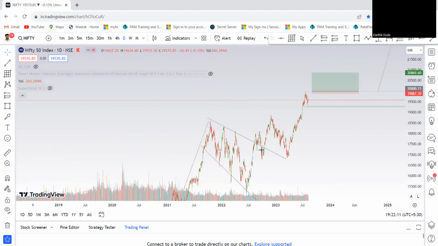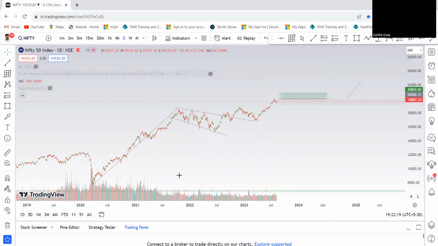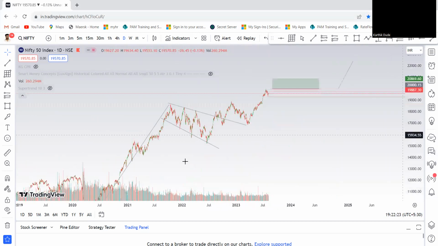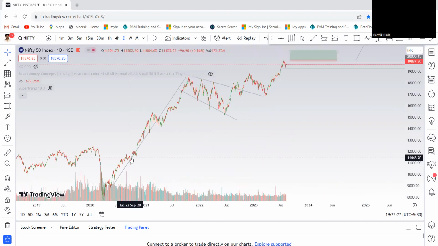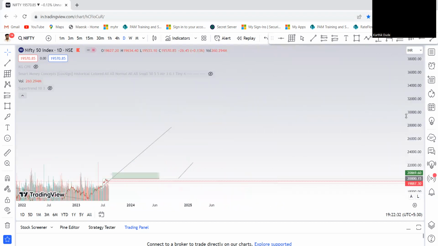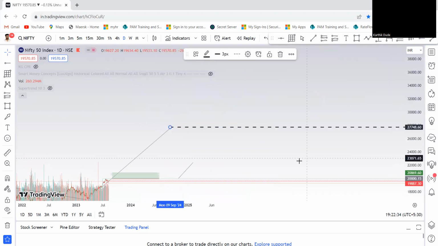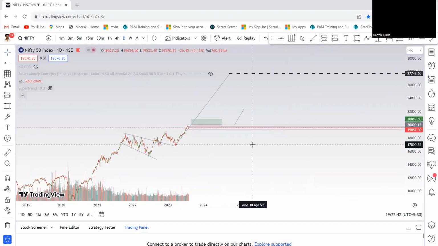So how will you measure the length? In this case, where exactly the flag pattern has started, from the down, you take the length. Then once it breaks, you take this. So basically, in the long term, Nifty 50 should move to 27,448 on the day time frame. Now it's about to reach 20,000. Sooner or later, this is the projected target.